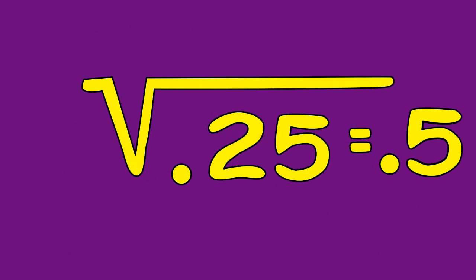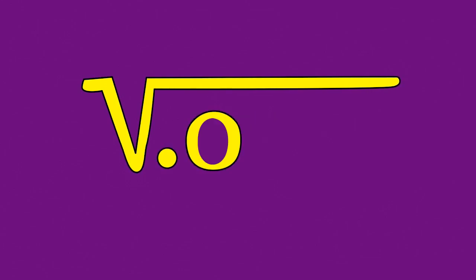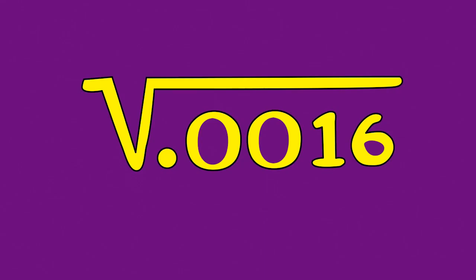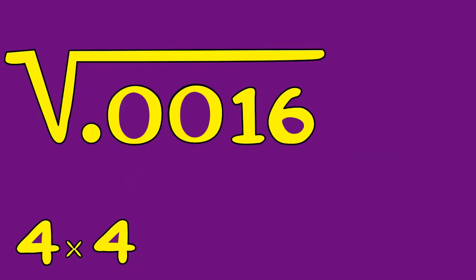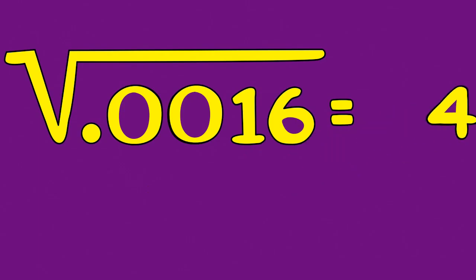Well, let's try another, the square root of 0.0016. Since 4 times 4 equals 16, we know the answer will have a 4. In 0.0016, there are 4 numbers behind the decimal. Half of that is 2. So that means our answer will have 2 numbers behind the decimal. So instead of 4, we have 0.04.